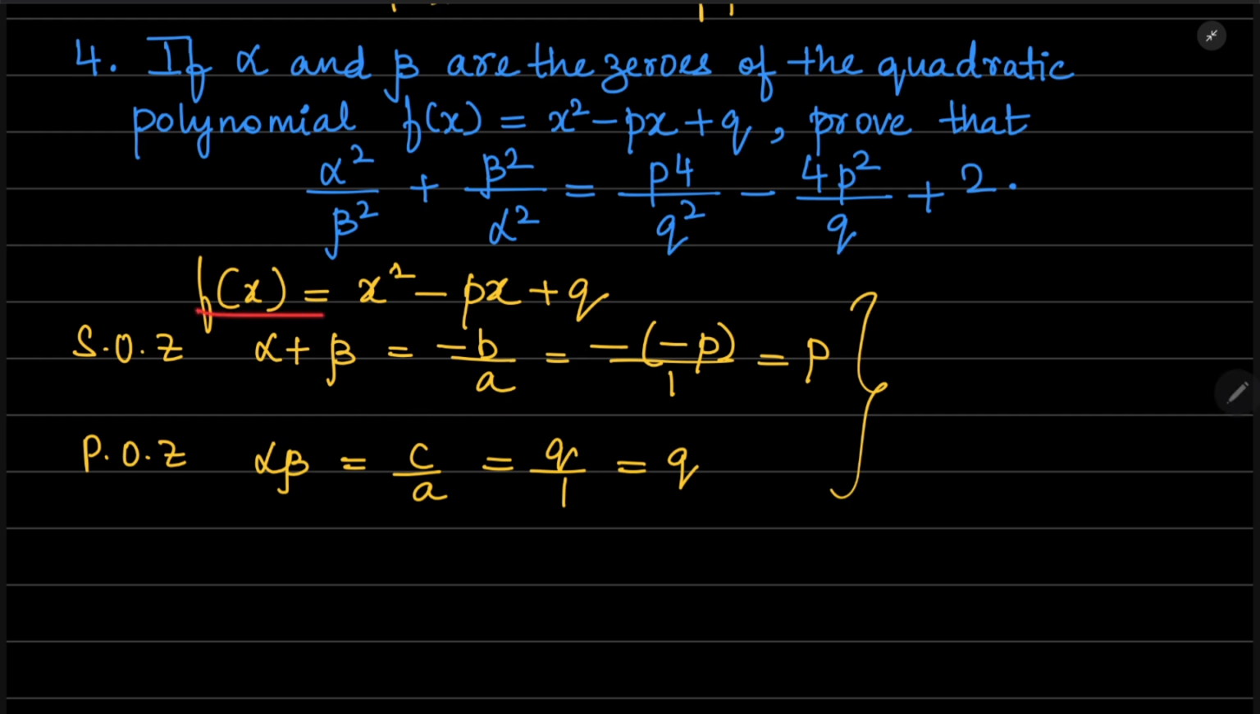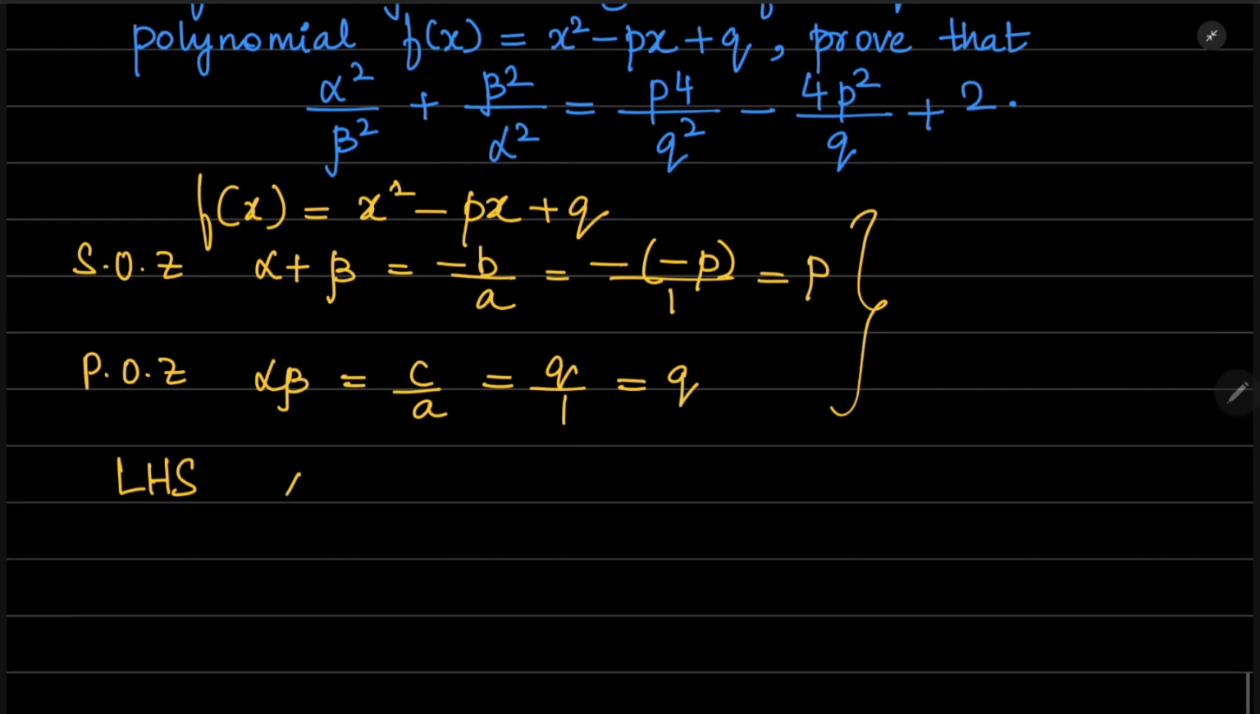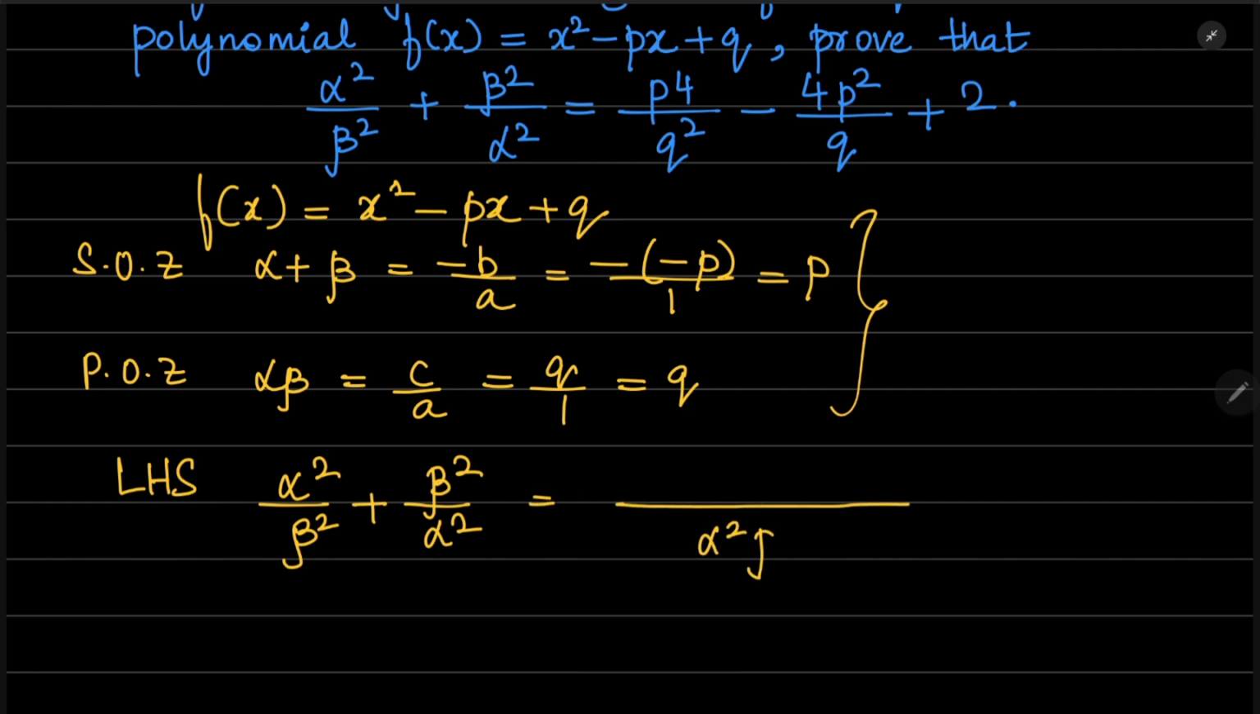Whenever you're given a quadratic polynomial, you have to know this particular relationship between the zeros and the coefficients. Alpha plus beta equal to minus b by a. Product of the zeros is equal to c by a. Now let us write the LHS part of what we have to prove. That is, alpha square by beta square plus beta square by alpha square. When you take the LCM, what will you have? Alpha square beta square is the LCM. So in the numerator, beta square multiplied by what will give you alpha square beta square? It will be alpha square.